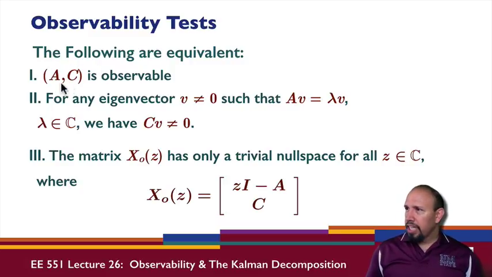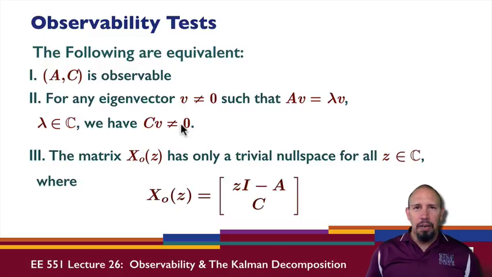So the first thing is (A, C) is observable. Notice that observability is a property associated only with the A and the C matrix, not the B. Controllability was concerned with the A and the B. Observability is with the A and the C. So for any eigenvector, now this is a right eigenvector, so AV is equal to lambda V, lambda is a complex value, we have C times V is non-zero.